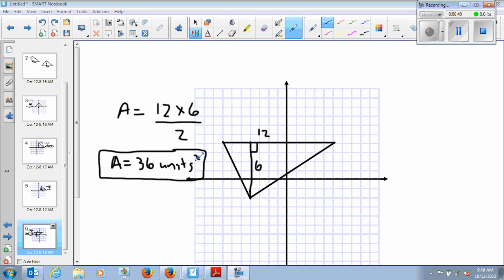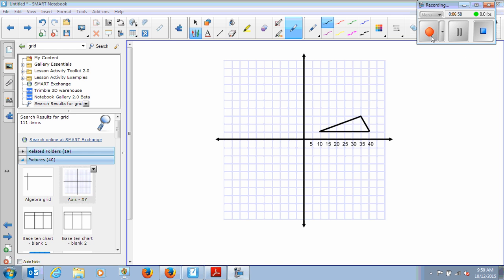So we can see here's the answer. I went ahead and multiplied 12 times 6, that's 72. I divided by 2 and I got 36 square units for this triangle. We're going to try one last triangle here. I just want you to be careful when the scale changes.